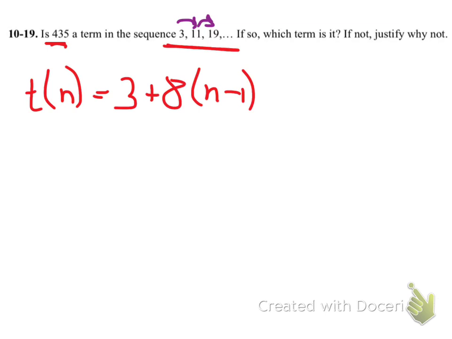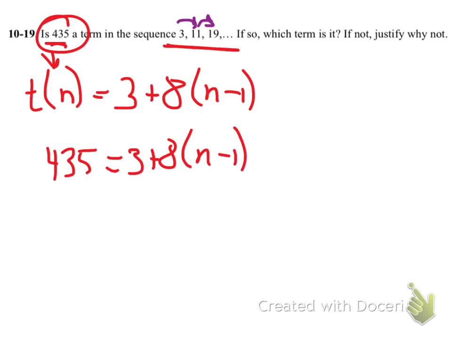What I'm going to do with that then is take my term here, 435, and substitute it in for t of n. So 435 equals 3 plus 8 times n minus 1. When I solve it for n, that'll tell me the term that gives me 435 as an answer. If I do not get an integer for that, if I get a decimal, that means it is not a term, because in sequences you cannot have decimals as terms. So you need to have integer terms.